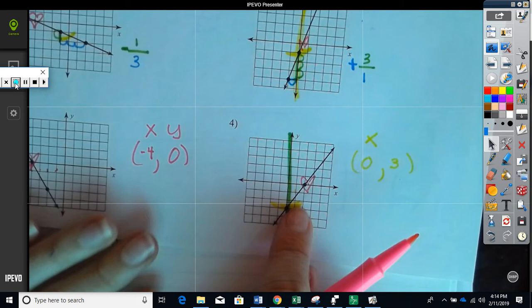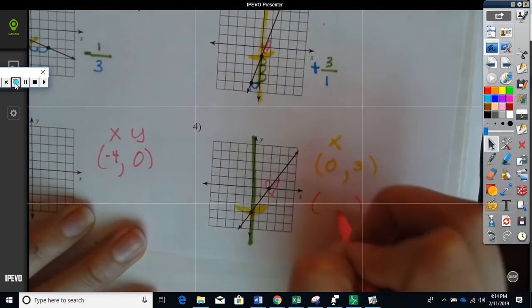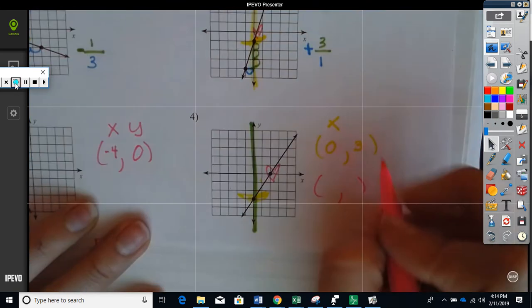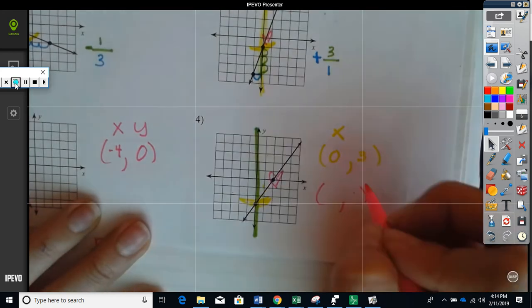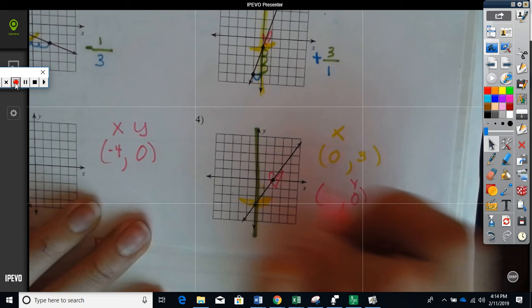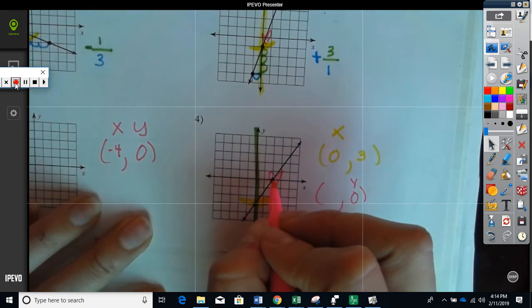All right, the other one here, which one is equal to zero? X or Y? Perfect, Y is always zero for the X-intercept. Where's the heart here, Abigail?